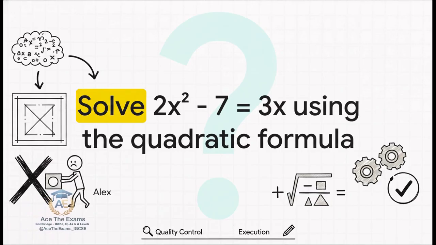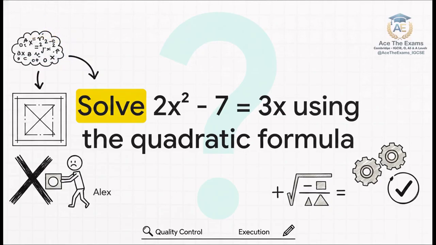The command phrase here is explicitly telling you to use the quadratic formula. But look closely at the equation provided. 2x squared minus 7 equals 3x. It is completely out of order. Our student Alex would immediately just start plugging numbers in: a equals 2, b equals -7, and c equals 3 into the formula. And you know what? He would fail the question instantly.